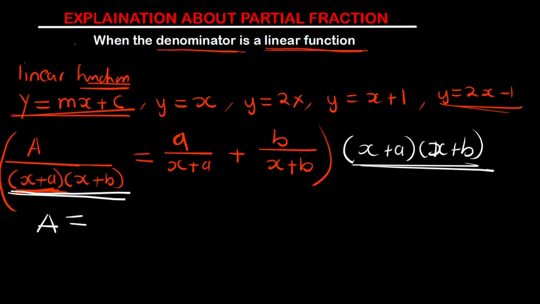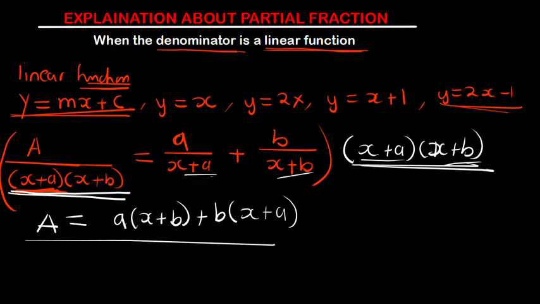Then what happens if I multiply this part with this side? This part and this part will cancel, so I'll have capital B times x plus b, I mean, I'll remain with x plus a. So these are the things that you need to take note of.